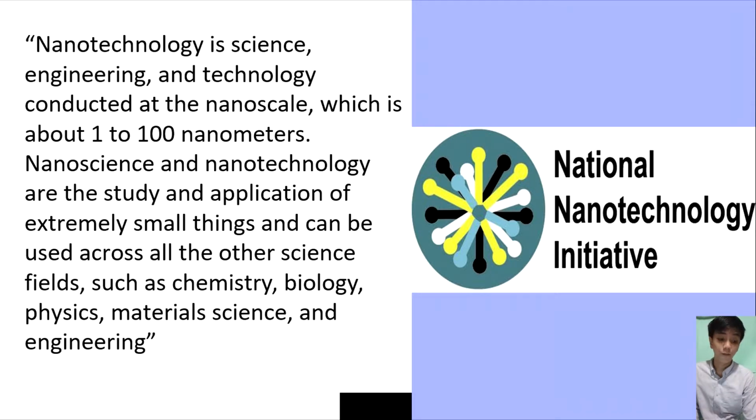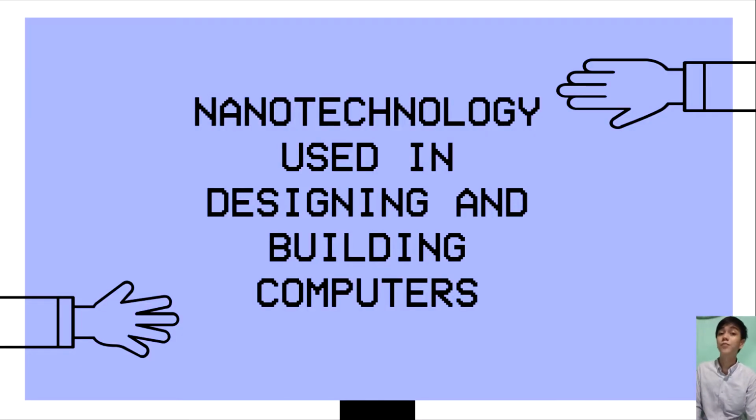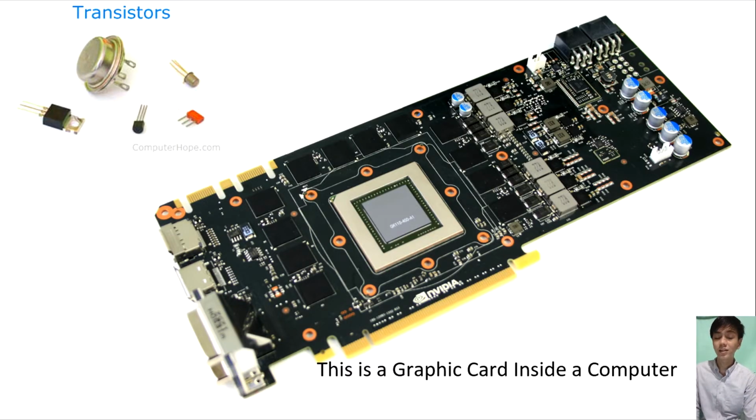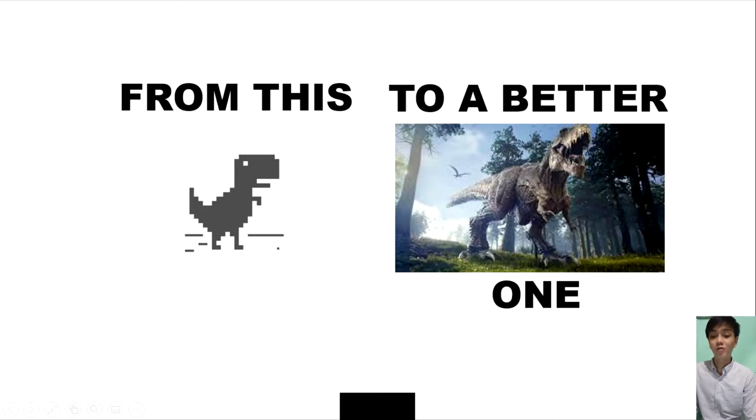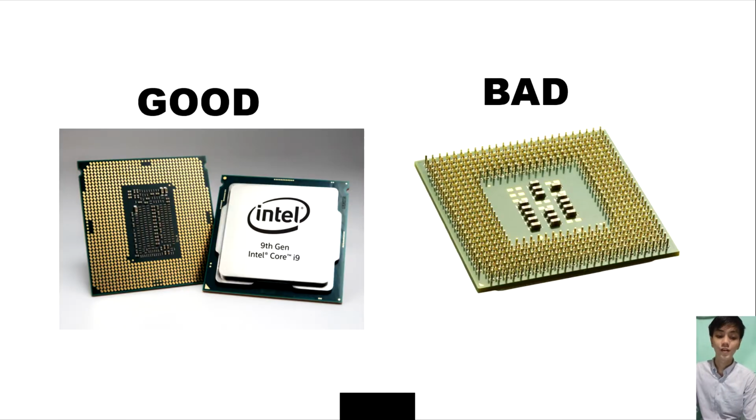Let's proceed to the main topic: the use of nanotechnology for designing and building computers. This is what is called a PCB. It has little transistors in it that are about the size of a nanometer. This one came off of a computer graphics card. This right here is a transistor. The inside of those little transistors looks like a carbon tube to transmit electricity. The more of them you have, the better your computer runs. So the performance of your computer could go from this one to a much better performance like this.